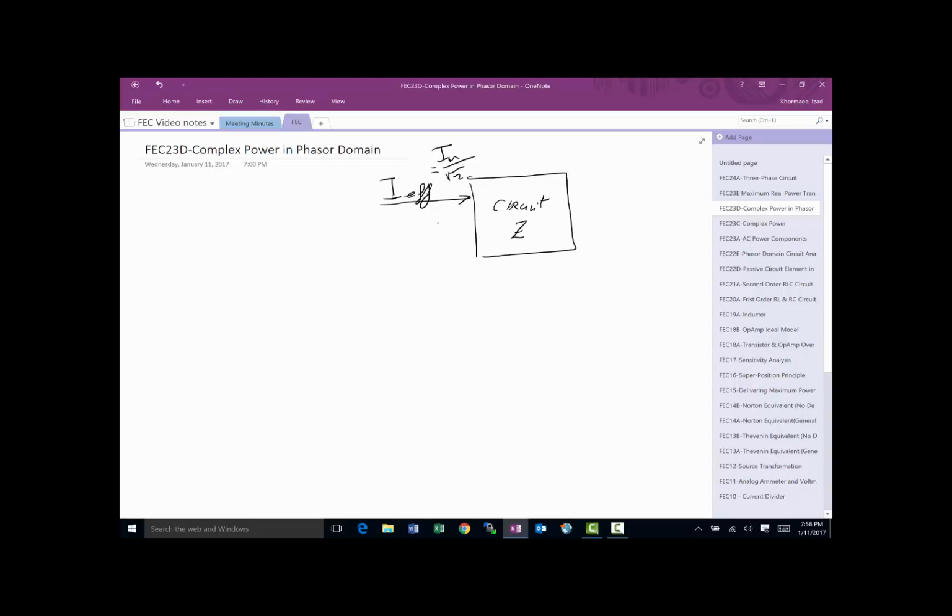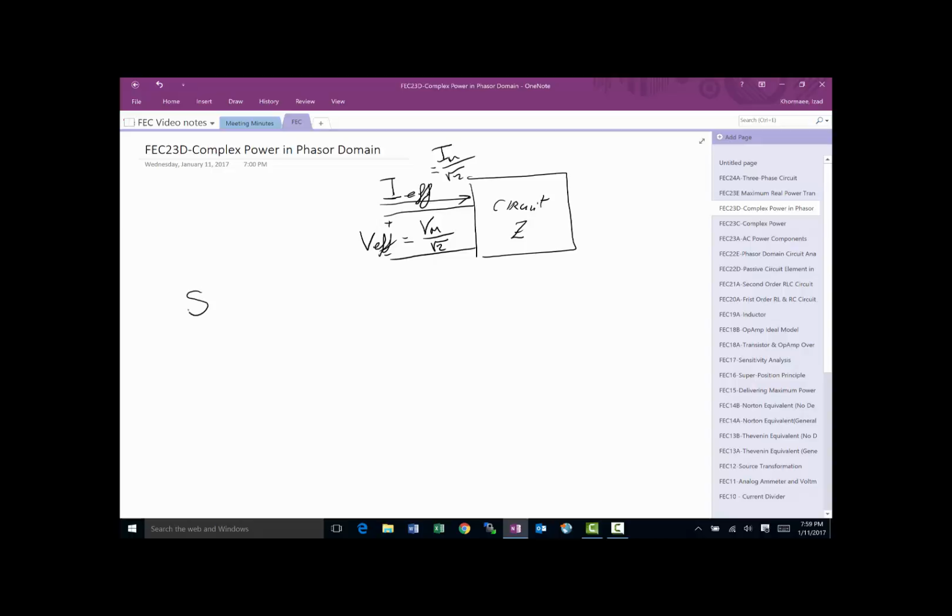Effective was the RMS, if you remember, and then we have the voltage. Typically, when we're doing complex power, we like to use effective, but you could use maximum as well. It would be V max over square root of 2, if that's what you prefer or need to use. So now, how do we relate complex power back to here?